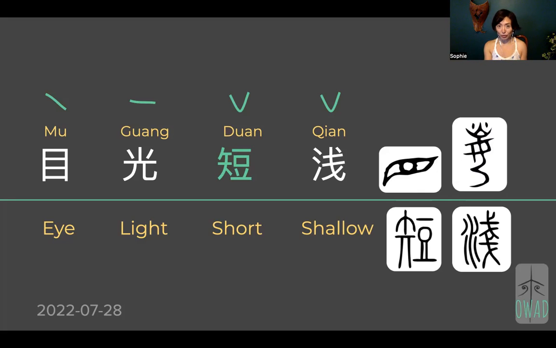Eventually that was abstracted, right? And this horizontally drawn eye becomes vertical, and it got simplified and becomes a box with two lines. So that's where the eye actually came from. That makes sense, right? 光, okay.